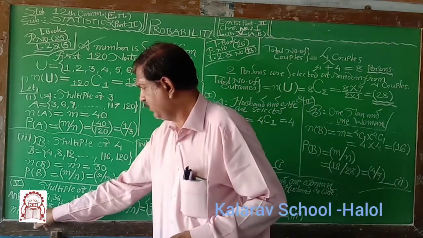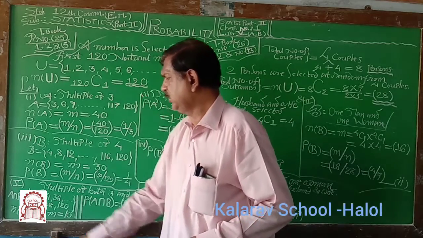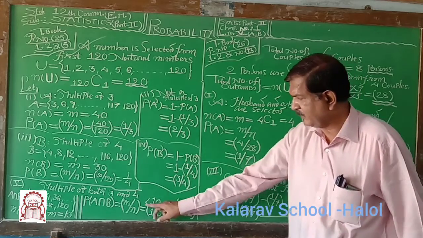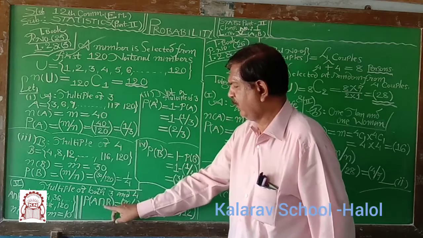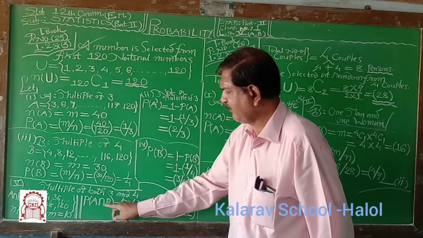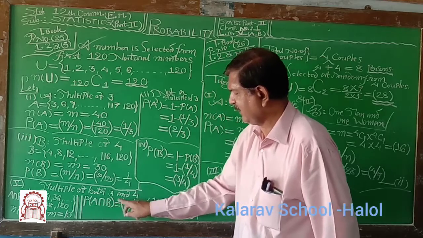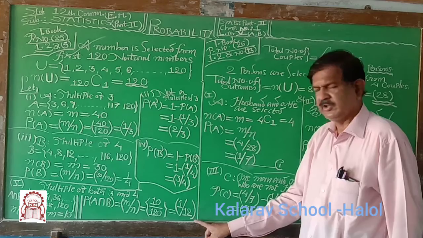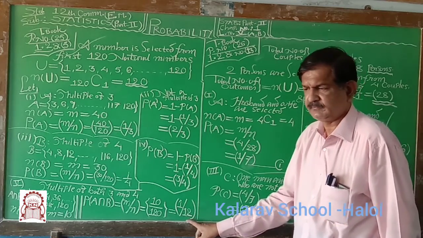Multiple of 3 as well as multiple of 4. It means there are a total of 10 outcomes in favor of A and B both. Probability of A intersection B, multiple of 3 as well as multiple of 4, where intersection means and. Probability of A intersection B is m by n, 10 upon 120. Ultimately, the answer will be 1 upon 12. Call this answer number 5.